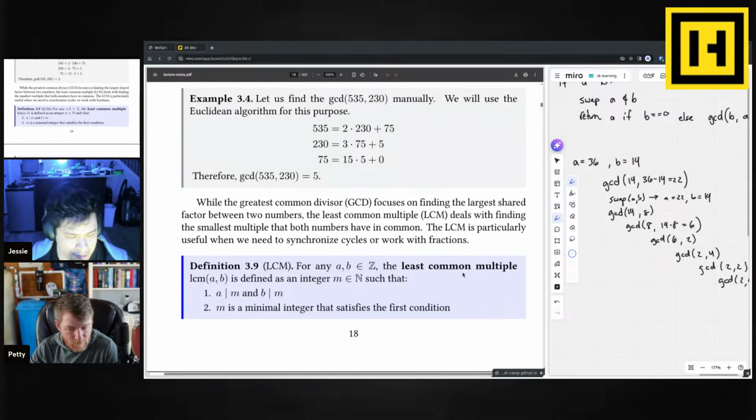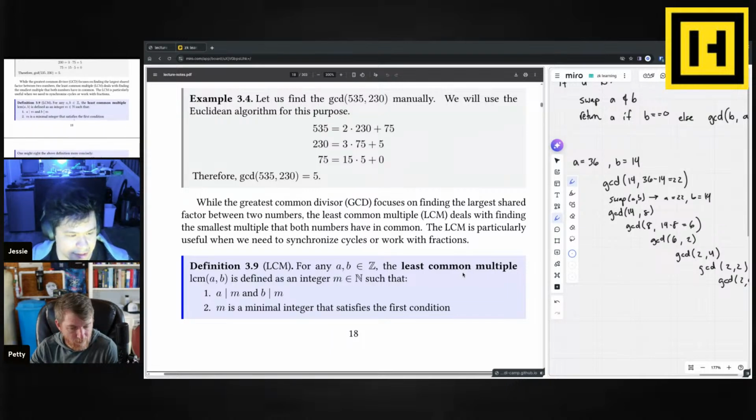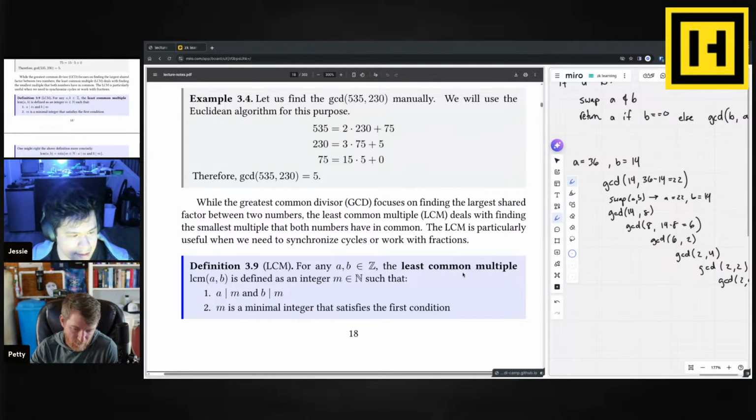So this is what I was telling you before. I don't know what synchronized cycles means. I'm sure we'll understand that later. I imagine we'll get to that later. That's kind of like a foreshadowing. Yeah, exactly.